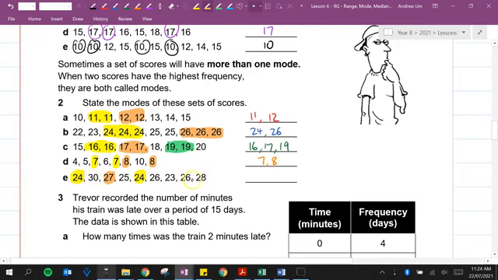27. Are there any 27s to the right of that? Nope. 25. Any 25s? Nope. I've already done that 24, so don't need to worry about it. 26. Any other 26s? Yes. 23. Any 23s? No. 28. Any other 28s? No. So that means the answer is just 24 and 26.